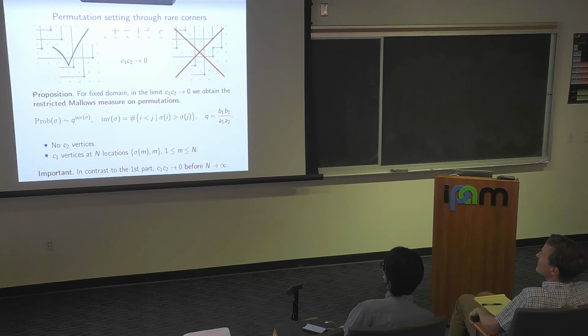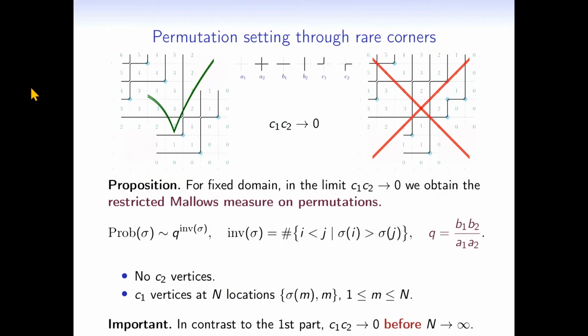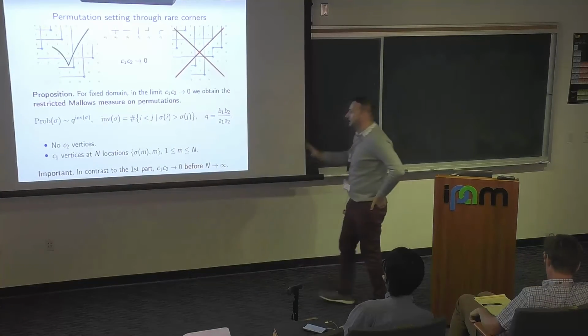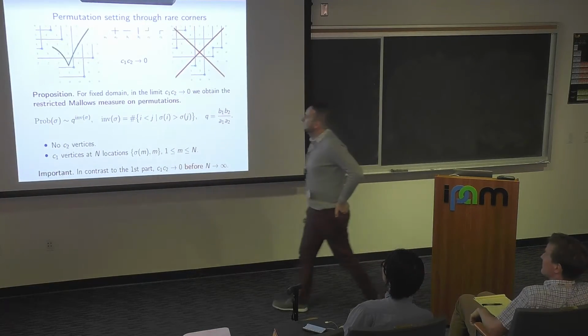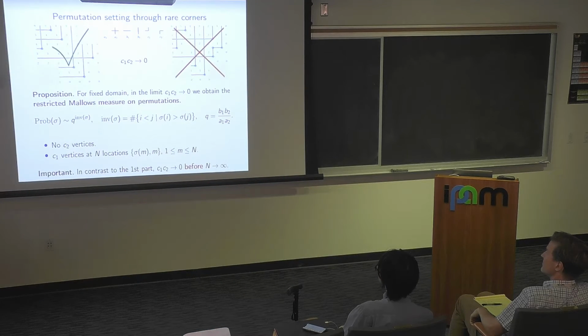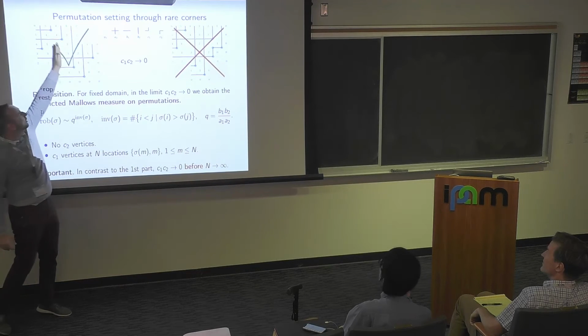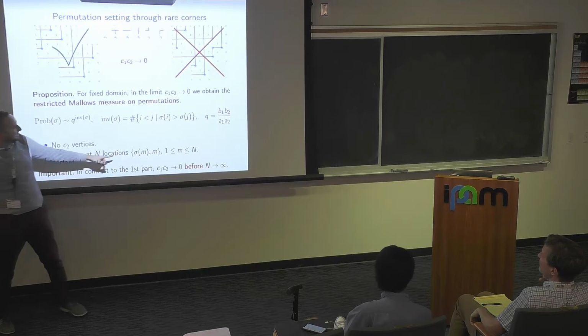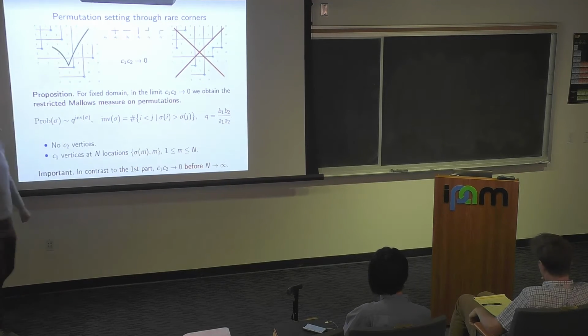You can have exactly n corners, and what will be happening is that in the limit the configurations will have no C2 vertices, so those corners will just disappear entirely. But of the corners of the first type, C1 type, there will be exactly n of them. So these configurations, if you want, you can encode them by permutations. Because in each row and in each column, you will have exactly 1 corner of type C1. So they will form a collection of points, m, sigma of m.